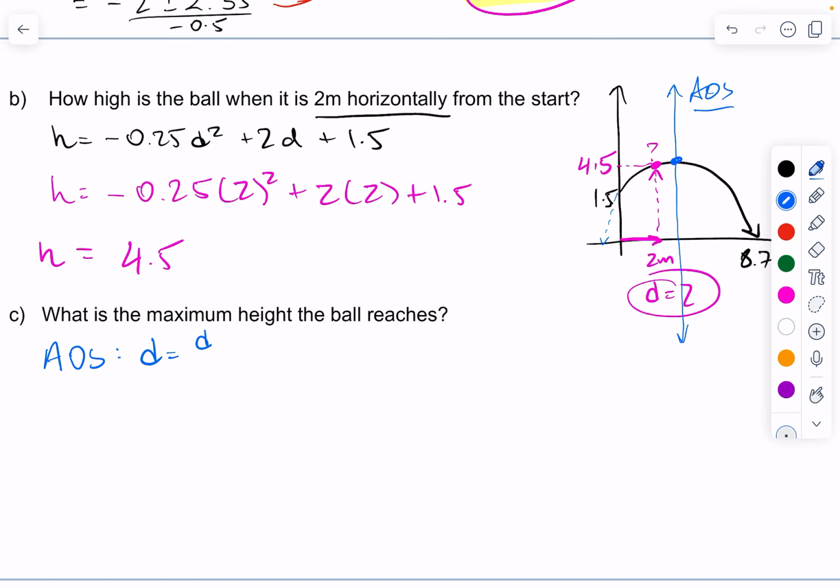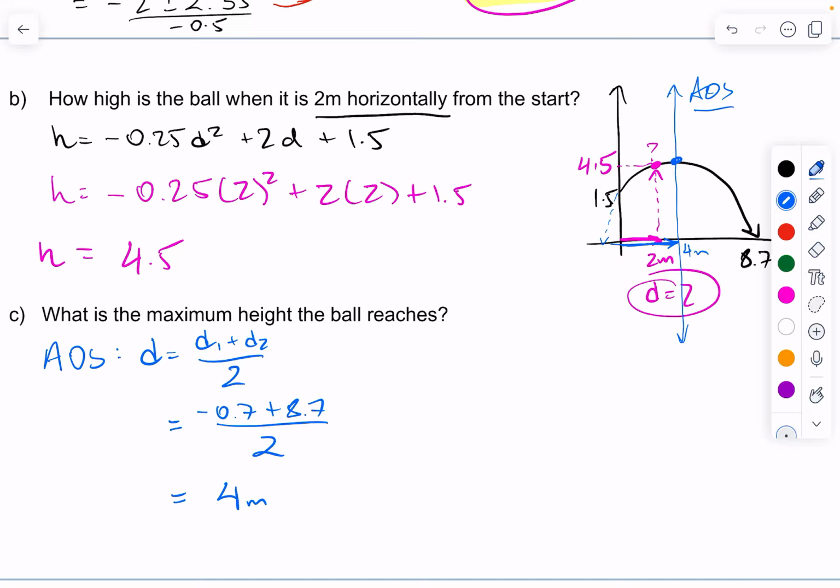So d is going to be equal to d1 plus d2 over 2. We add the two x-intercepts together and divide them by 2. So negative 0.7 plus 8.7 divided by 2. And when we work that out, we get 4. So that means that this is 4 meters.